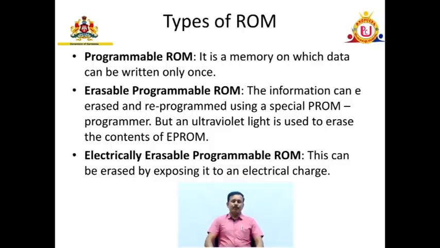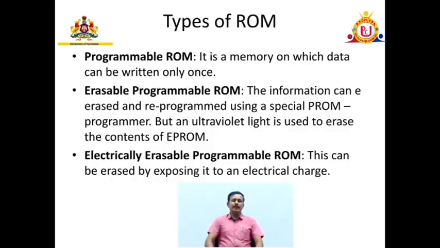PROM means programmable read only memory. EPROM means erasable programmable read only memory. EEPROM, electrically erasable programmable read only memory. Programmable read only memory is once writable. We cannot do any changes over there. We can't erase and we can't restore. That's why it is called once writable. Programmable read only memory is once writable memory.